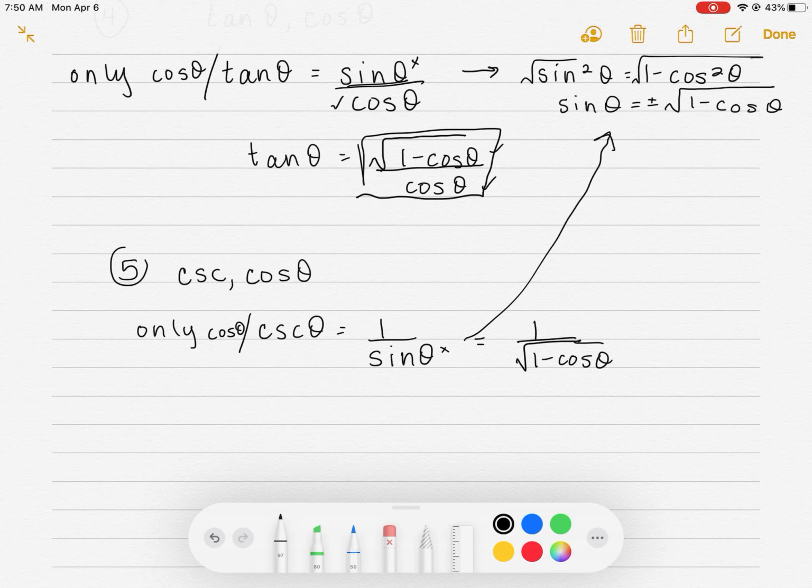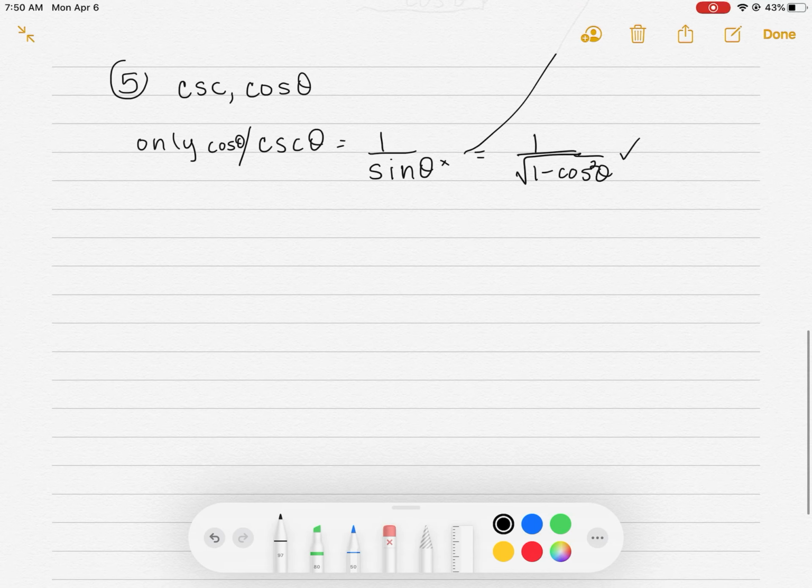I'm not going to make you rationalize that, and it's cosine squared of theta there. I forgot to drop that squared down, so make sure you do that, and that's your answer. Okay? All right, let's rewrite cotangent of theta in terms of sine of theta.